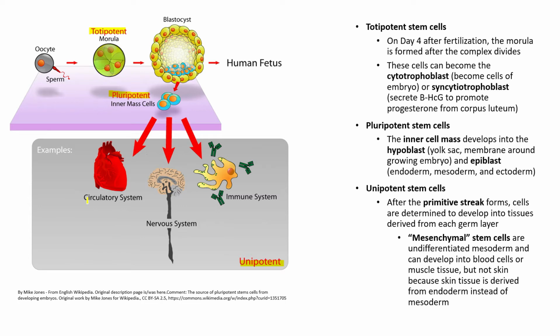So remember that mesenchymal stem cells are undifferentiated mesoderm. And so mesenchymal stem cells are an example of unipotent stem cells, and mesenchymal stem cells can develop into blood, bone, kidney, muscle, but not skin, because skin is derived from the ectoderm. This is a mistake. This should say ectoderm instead of mesoderm.